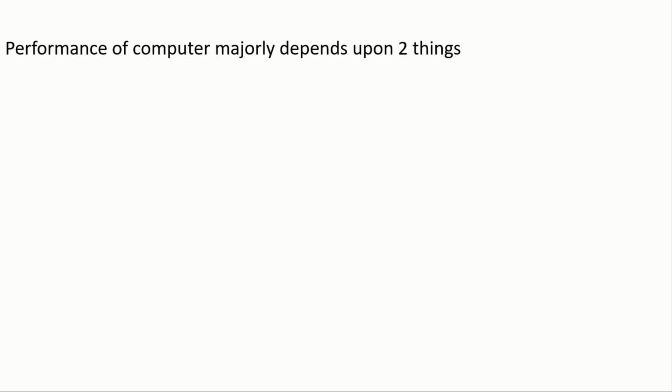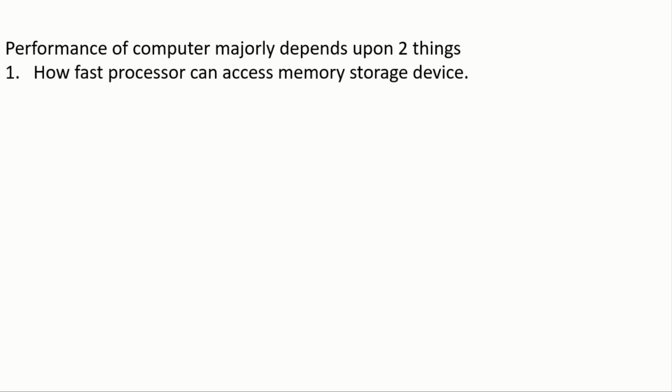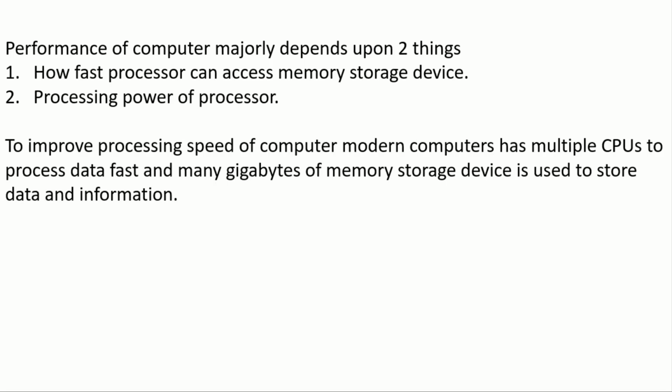Performance of computer majorly depends on two things. What are those? How fast processor can access memory storage device and processing power of processor. Now, to improve processing speed of computer, modern computers have multiple CPUs to process data fast, and many gigabytes of memory storage device is used to store data and information.